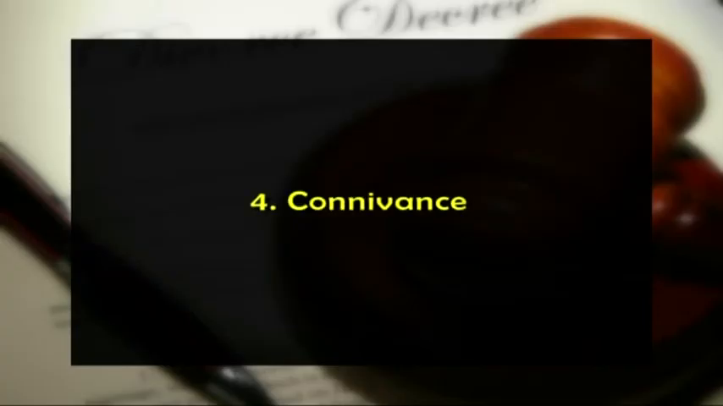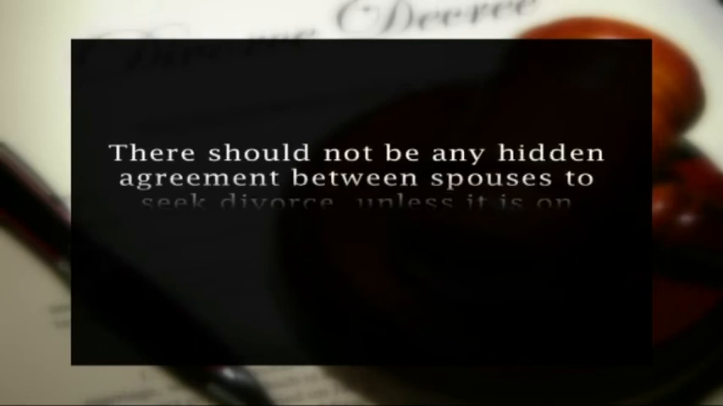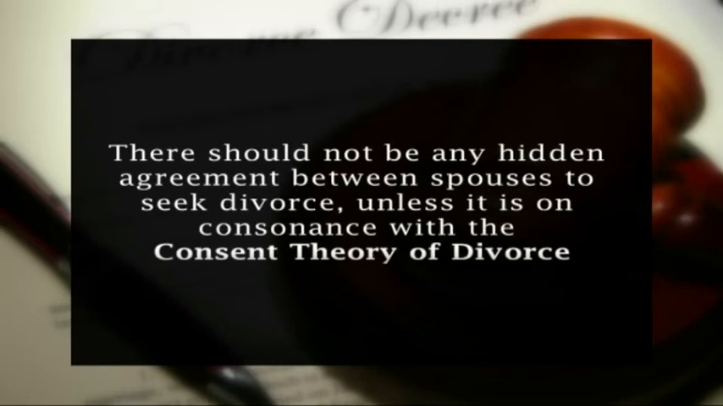Number 4, connivance. Non-opposition to the spouse's marital misconduct, like in the case of adultery, will weaken the case of the petitioner. Number 5, collusion. There should not be any hidden agreement between spouses to seek divorce unless it is in consonance with the consent theory of divorce.